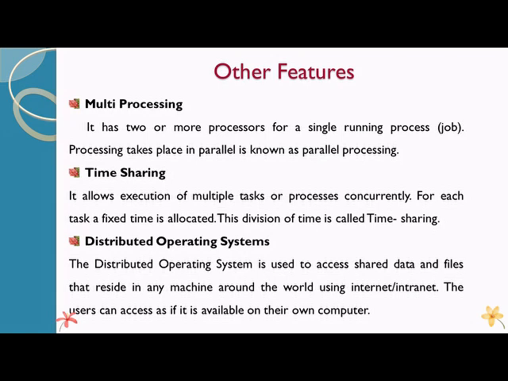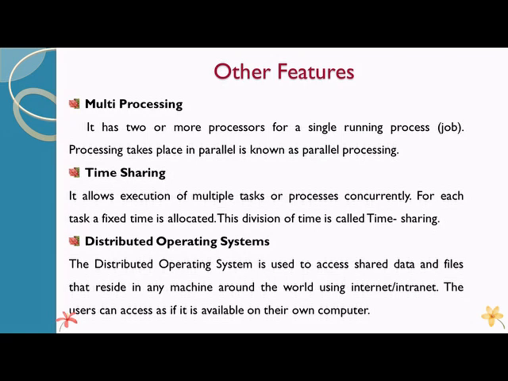This feature is used for high speed execution, which increases the power of computing. The next feature is time sharing, which is one of the features of an operating system. It allows execution of multiple tasks or processes concurrently. For each task, a fixed time is allocated. That is, only one processor, many processes. This division of time is called time sharing. The processor switches rapidly between all the processes after the time has elapsed or the process is completed, as we have seen in round robin scheduling.